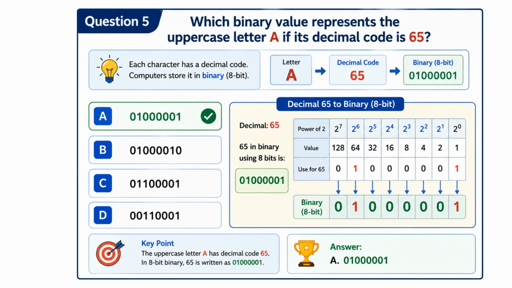Remember, the uppercase letter A has the decimal code 65, and in 8-bit binary, it is stored as 01000001.